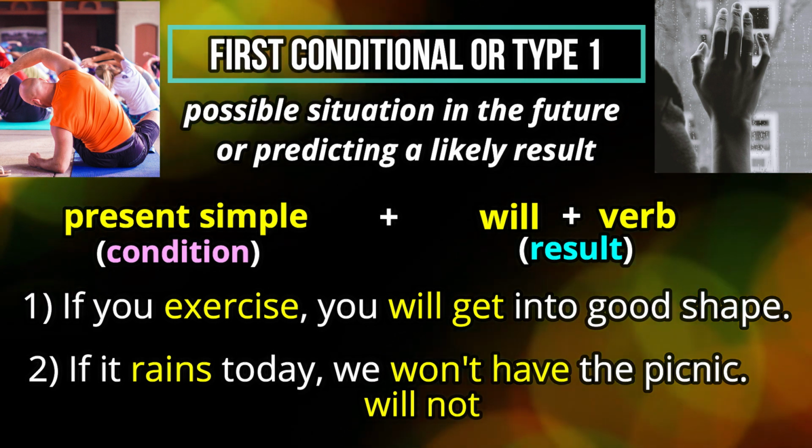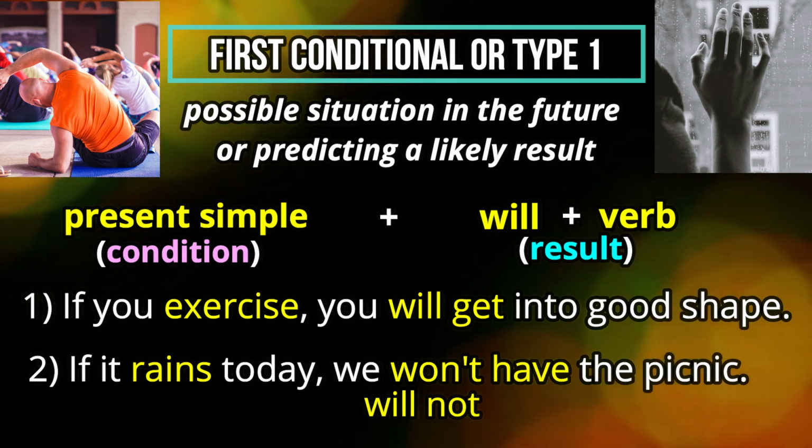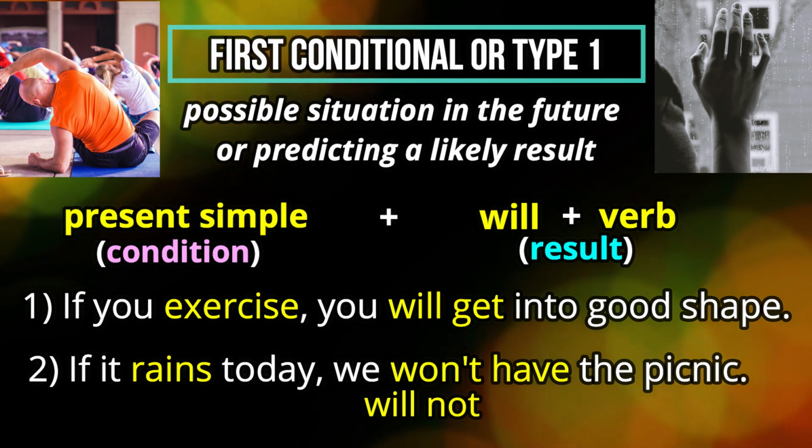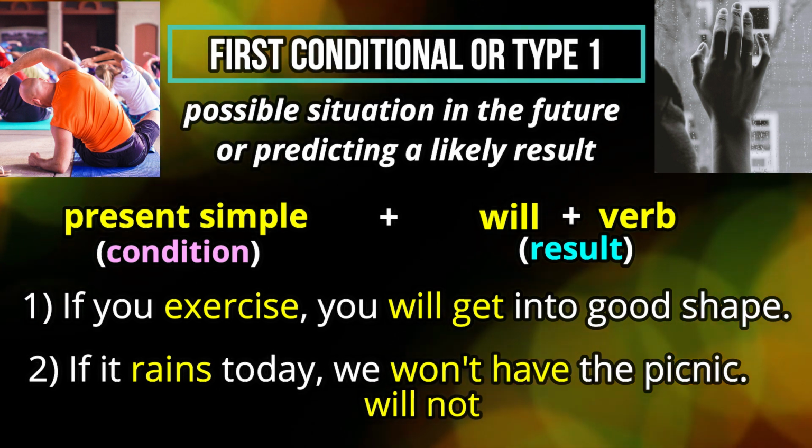And you can see how the construction is in the result. Number 1 is will get, right? The will plus verb, and won't have in the second clause. Got it? All right, let's look at the second conditional.